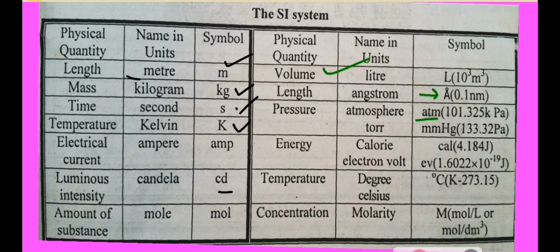Energy. Energy is measured in calorie. It is represented by symbol Cal, and 1 calorie is equal to 4.184 joule.